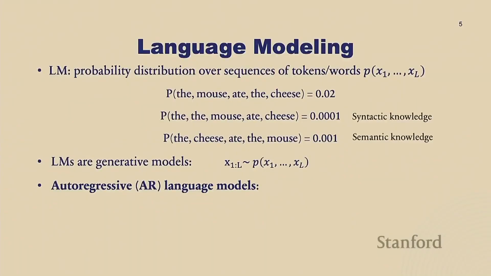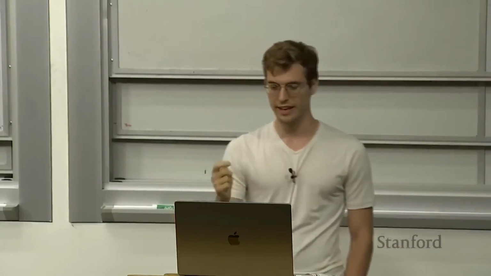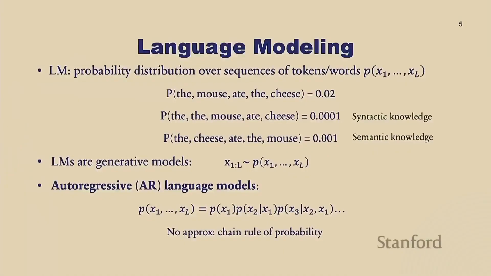So the type of models that people are all currently using are what we call autoregressive language models. And the key idea of autoregressive language models is that you take this distribution over words and you basically decompose it into the distribution of the first word, multiplied by the likelihood of the second word given the first word, multiplied by p of the third word given the first two words. So there's no approximation here. This is just the chain rule of probability, which you hopefully all know about. Really no approximation. This is just one way of modeling a distribution.